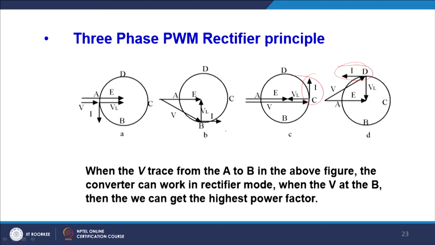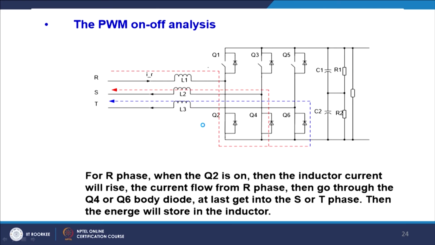Same way here, VL and V give you the lagging power factor, and you have I in the direction of the E. So, various combinations are possible for this PWM rectifier, and thus different functions can be accomplished with this rectifier. Now, this is the principle of operation of the PWM rectifier.